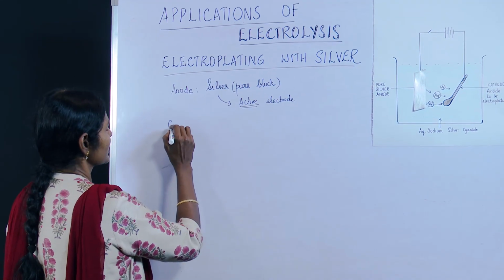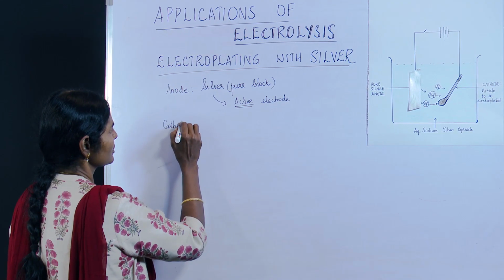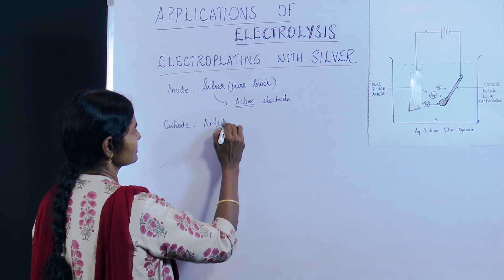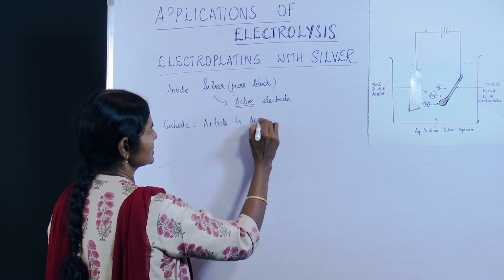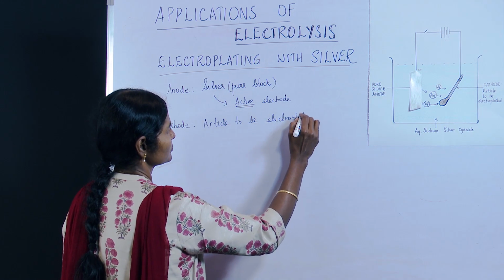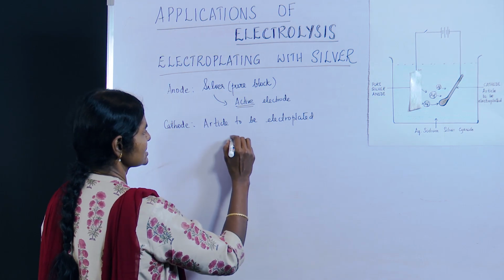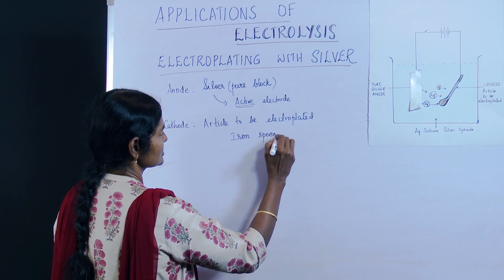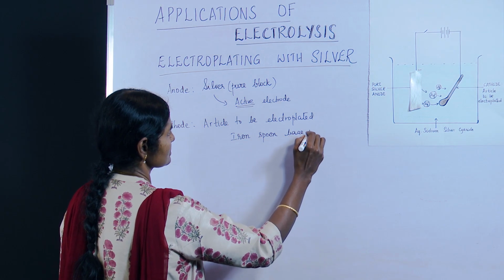Next we move on to the cathode. What is the cathode made of? The article to be electroplated. In this case, it is an iron spoon. So let us take the cathode to be an iron spoon. This is the base metal.